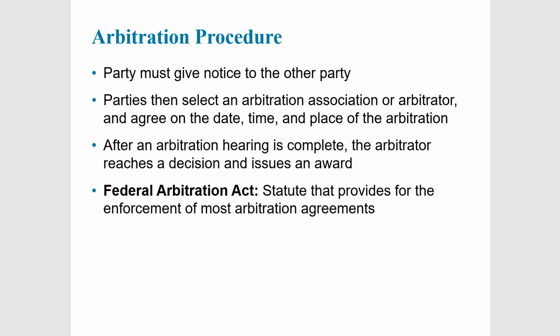Several years ago, the federal government passed the Federal Arbitration Act, giving a lot of legal weight to arbitration. It provides for the enforcement of most arbitration agreements. So as long as I follow certain rules and the court doesn't find my agreement to be unconscionable, then they're probably going to enforce the arbitration agreement, which takes away my right to sue in the traditional court system.